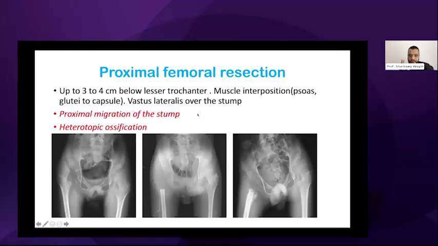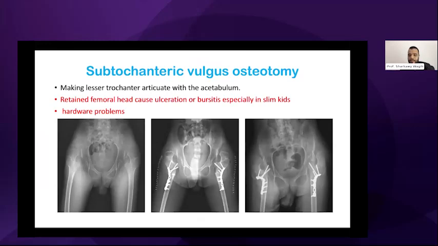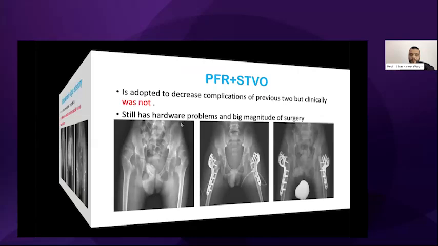For salvage surgery, we have 3 techniques: proximal femoral resection, and valgus trochanteric osteotomy. We have both techniques.